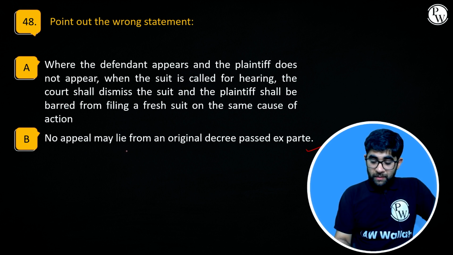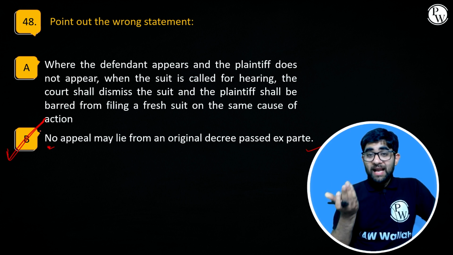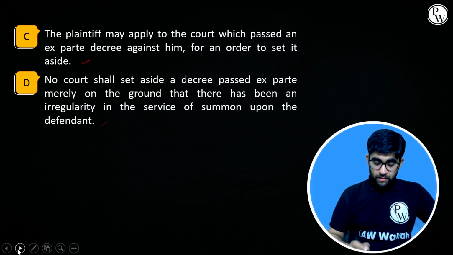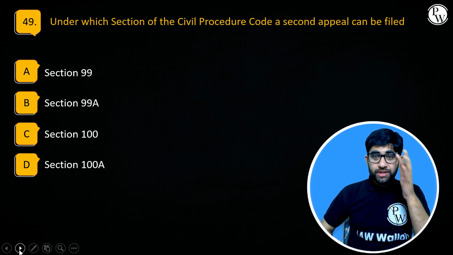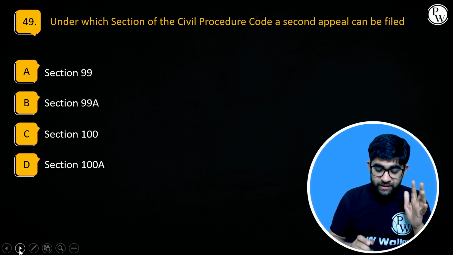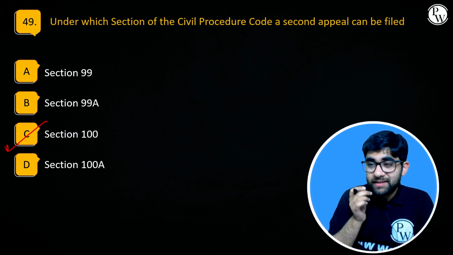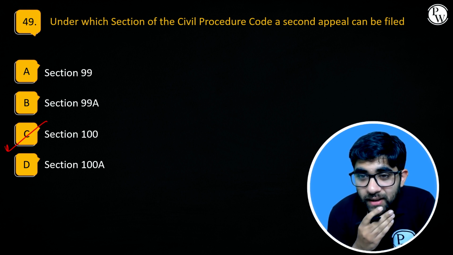Wrong statement: appeal may lie from an original decree passed ex parte. Yes, this is the correct option, because appeal lies from an original decree passed ex parte, so this is the wrong statement. Next is 49. Under which section of the Civil Procedure Code can a second appeal be filed? Second appeal is under section 100. This is what I believed. Let's check. 49 is C only. Yes.